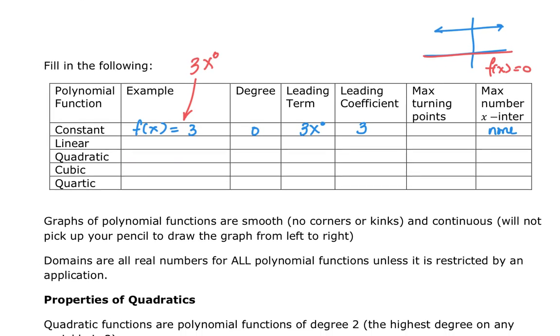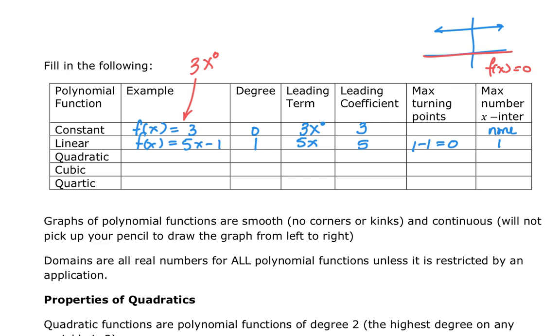Linear, we talked about earlier, so f of x, I'm going to use a different number, so I'm going to do 5x minus 2, or I put 1, whatever. The degree is 1. The leading term is 5x. The leading coefficient is 5. Max number of turning points is 1 minus 1, so we have 0. The max number of x-intercepts is n, and that happens to be 1.